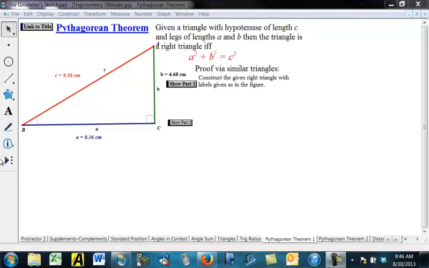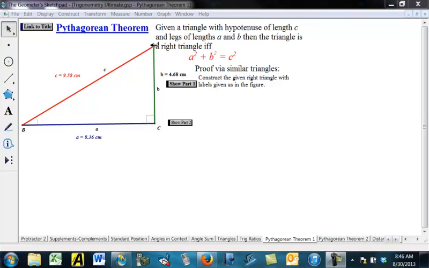So the Pythagorean theorem says, given a triangle with hypotenuse of length C and legs of lengths A and B, then the triangle is a right triangle if and only if A squared plus B squared equals C squared. IFF stands for if and only if. Usually when people say the Pythagorean theorem, they mean it in this direction: if you have a right triangle, so we start with the right triangle, then the sides must have the relationship called the Pythagorean relationship, A squared plus B squared equals C squared. But we'll also prove the converse in the second tab here.